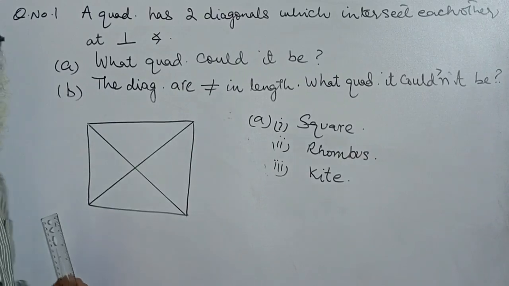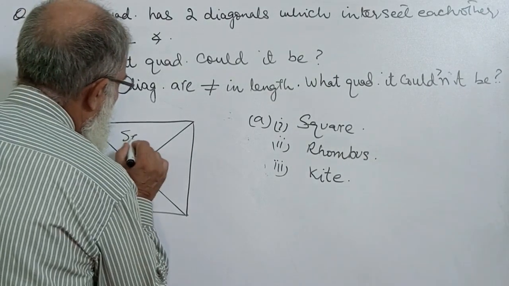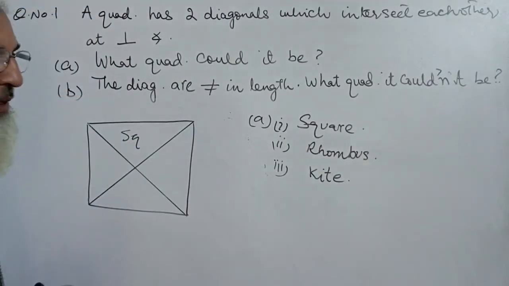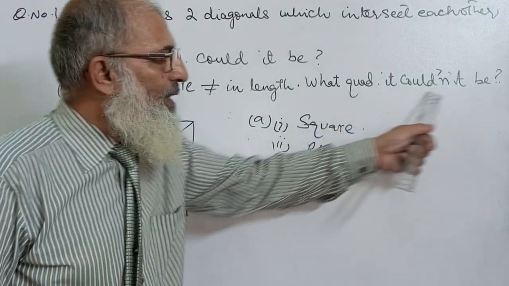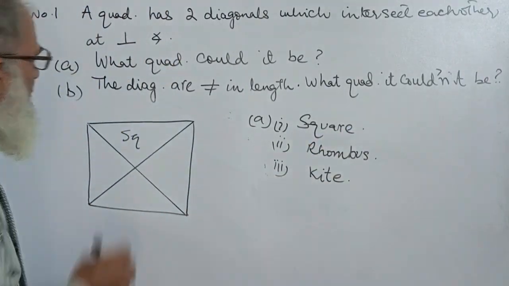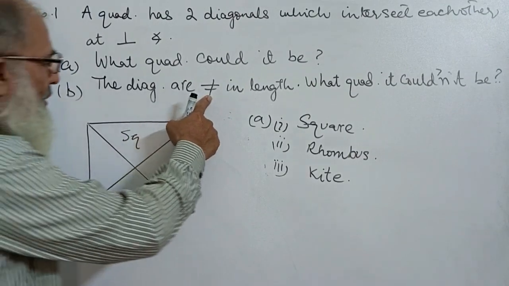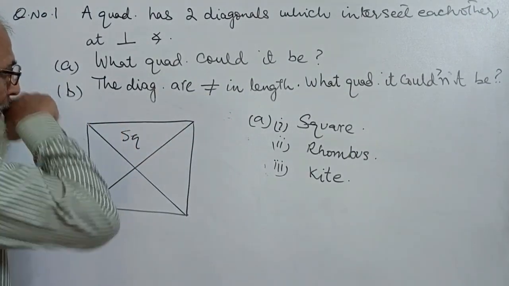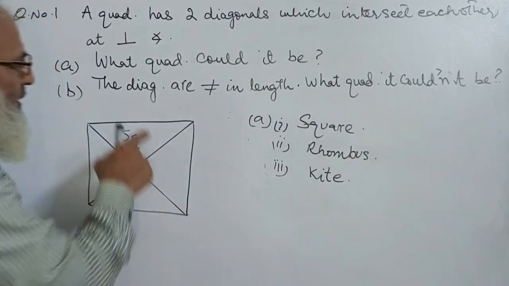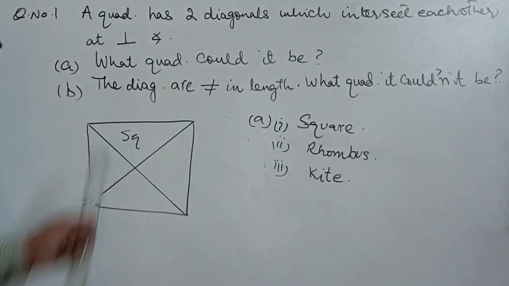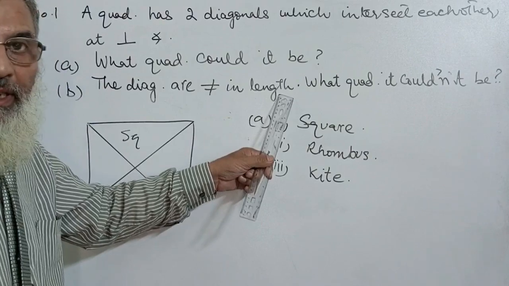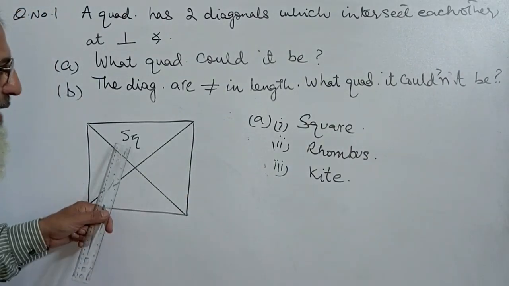These are equal in length, and it is the square. Square is the only answer for this when the diagonals are equal. It has asked us that the diagonals are not equal in length. So the diagonals are equal in length.